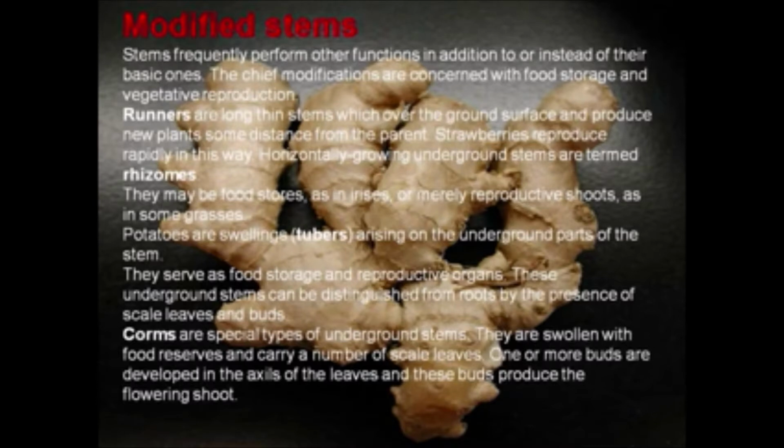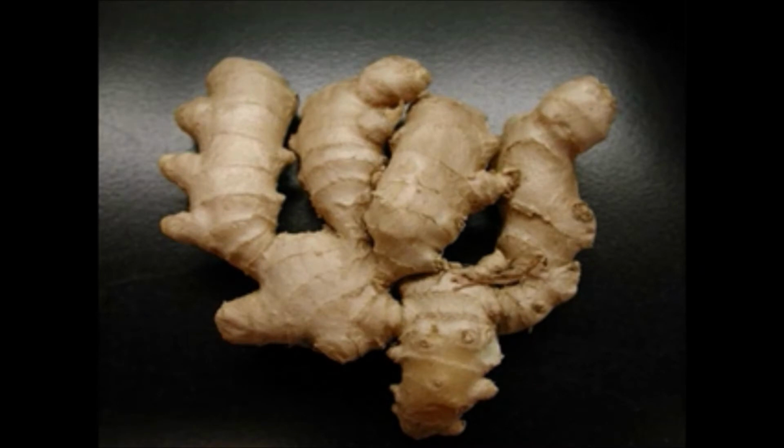Modified stems. Stems frequently perform other functions in addition to or instead of their basic ones. The chief modifications are concerned with food storage and vegetative reproduction. Runners are long, thin stems which run over the ground surface and produce new plants some distance from the parent. Strawberries reproduce rapidly in this way. Horizontally growing underground stems are termed rhizomes. They may be food stores, as in iris, or merely reproductive shoots, as in some grasses.